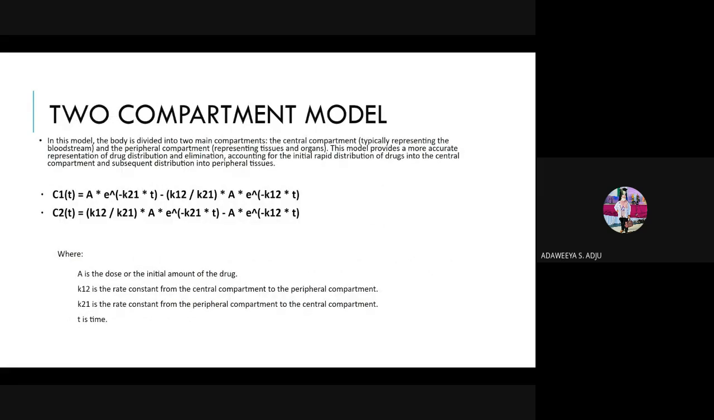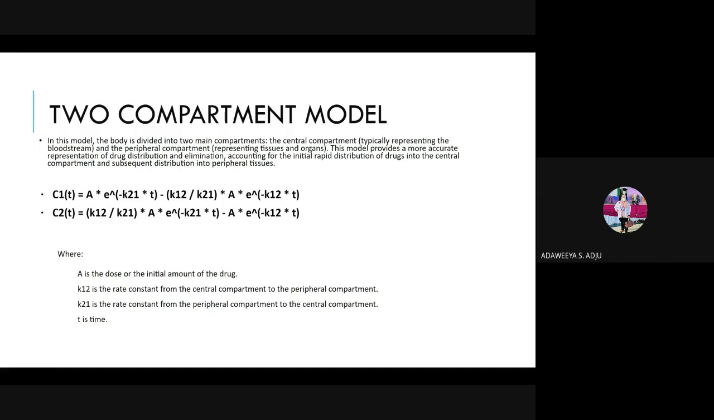So another model is the two compartment model. In this model, the body is divided into two main compartments: the central compartment, which typically represents the bloodstream, and the peripheral compartment, which represents the tissues and our organs. This model provides a more accurate representation of drug distribution and elimination, accounting for the initial rapid distribution of the drug into the central compartment and subsequent distribution into the peripheral tissue. So these are the equations for the two compartment model.